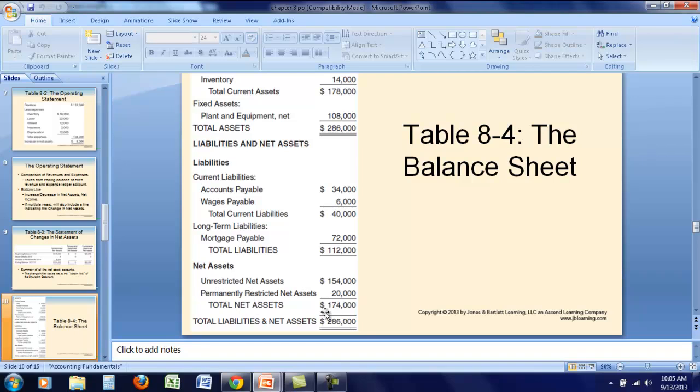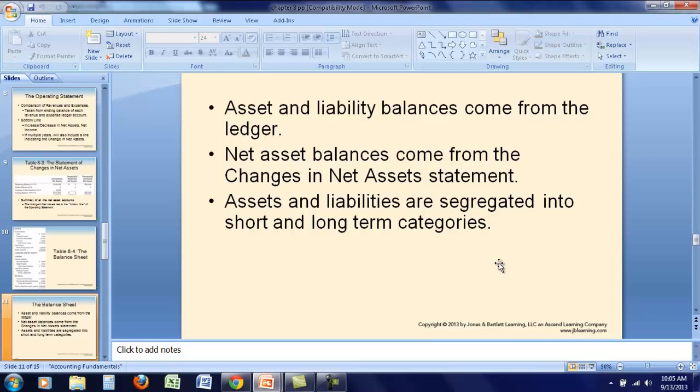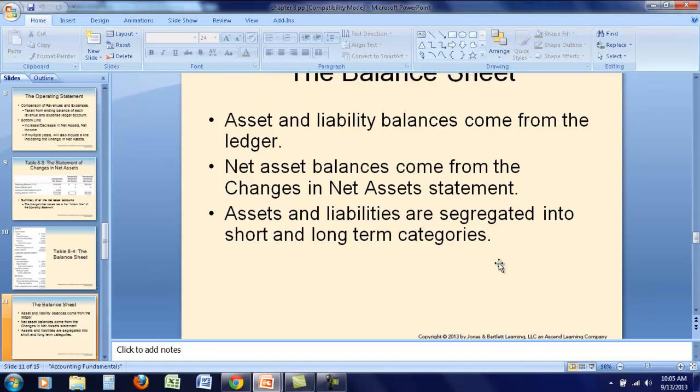The balance sheet, asset and liability balances come from the ledgers. The net asset balances come from the changes in net asset statements. And the assets and liabilities are segregated into short-term and long-term. Remember, short-term is anything within a year. Long-term is a year and a day and after.